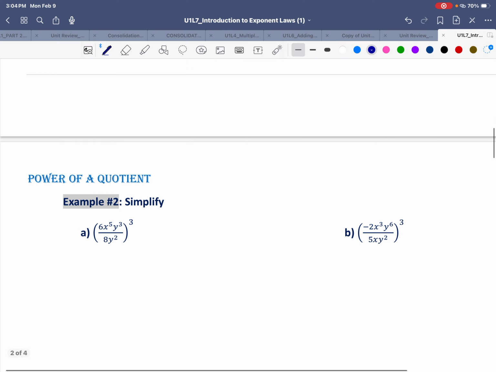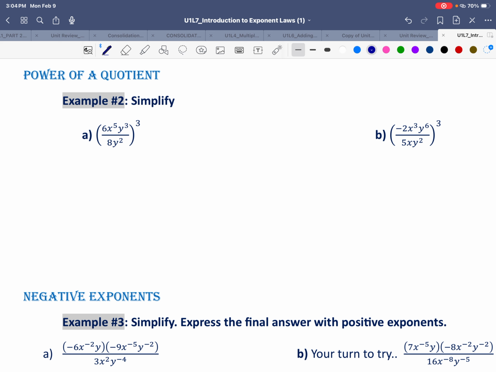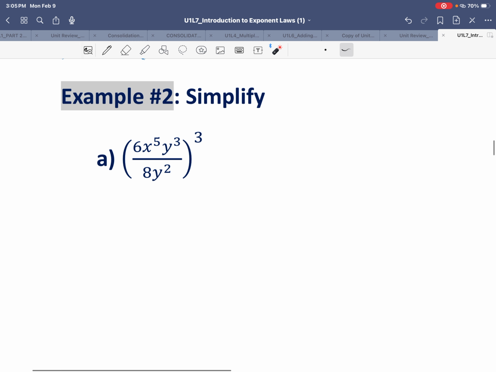Now, let's take a look at some more complicated examples. So this is where things start becoming a little bit more fun. So we have the power of a quotient. Now, one of the mistakes that it's very easy to make in this case is as soon as we see this exponent 3, we rush into distributing this to every part of the expression inside the brackets. And mathematically speaking, there is nothing wrong with it. But practically speaking, this is going to complicate the solution.